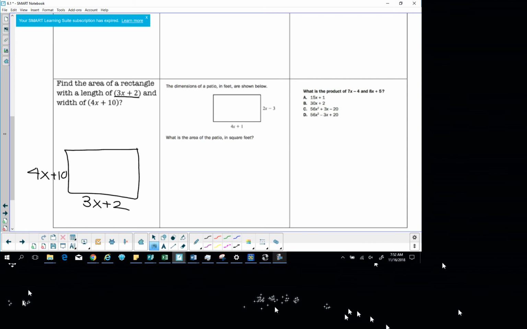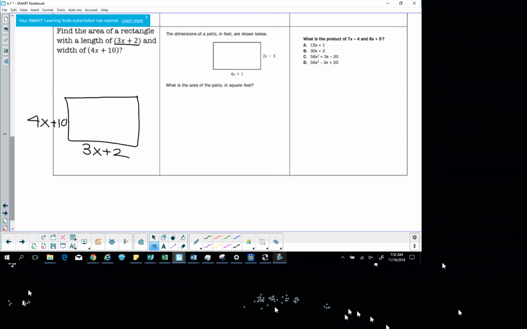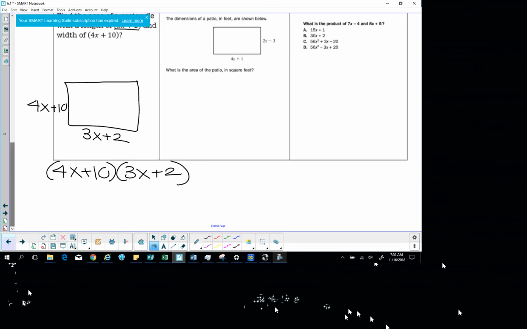And so if they said perimeter, I would put this over there just like we did on our do now. So you got to pay attention to those words. Area means I'm going to be multiplying. So you can do the box method if you want. You can do distributive property or FOIL. So it looks something like that. I'm going to do distributive property.